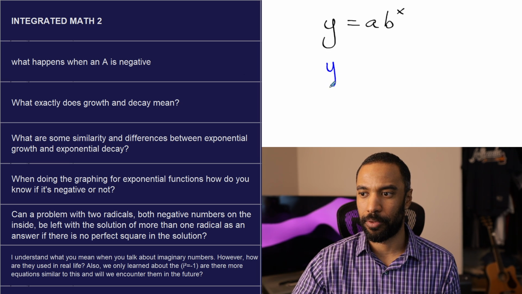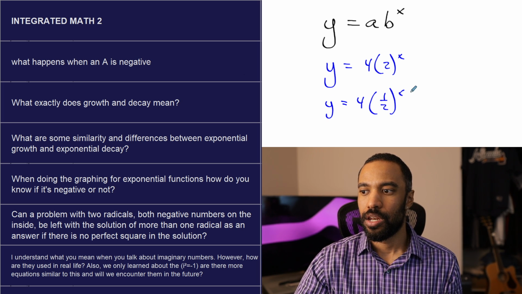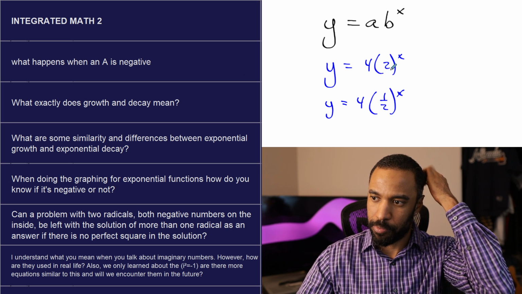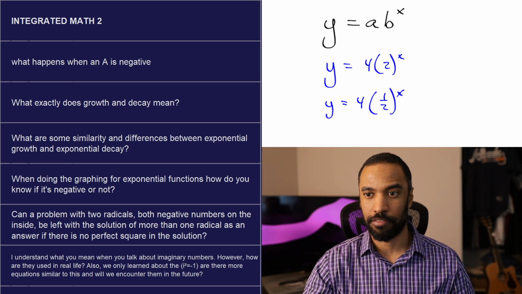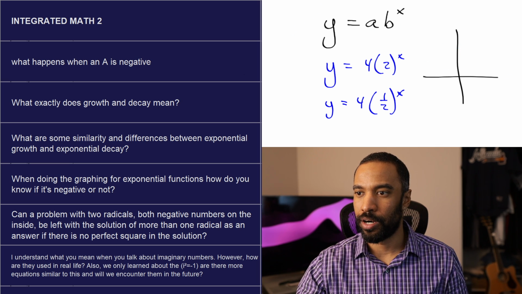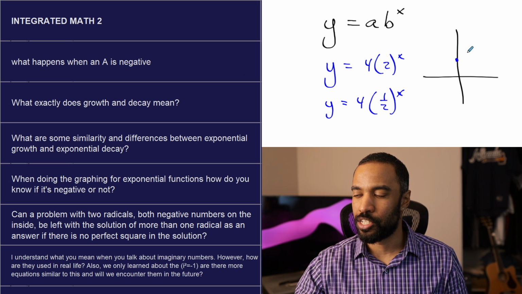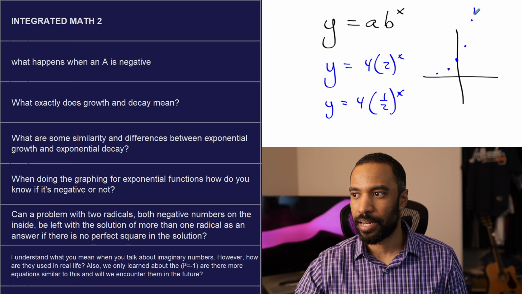If I had some sort of example like y equals 4 times 2 to the x versus y equals 4 times 1/2 to the x, notice that 2 and 1/2 are reciprocals of each other, which means they'll be experiencing exactly opposite effects here. 4 times 2 to the x power starts at 4 right here, and then it doubles each time x increases by 1. And if I go to the left, that must mean it's taking half of what it had before as x decreases by 1, and it does that.